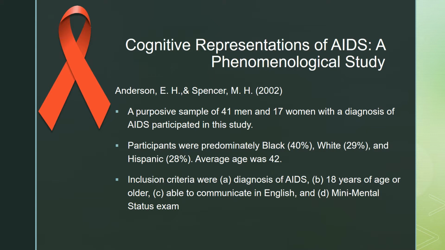Colaizzi's method was employed in analyzing participants' transcripts, so all written transcripts were read several times to obtain an overall feel for them. Again, 9 or 10 different themes were identified. And Spencer and Anderson had sampled 41 men and 17 women, and their inclusion criteria included having a diagnosis of AIDS, being 18 years of age or older, being able to communicate in English, and having passed a mini mental exam.